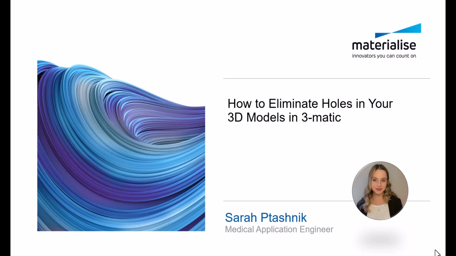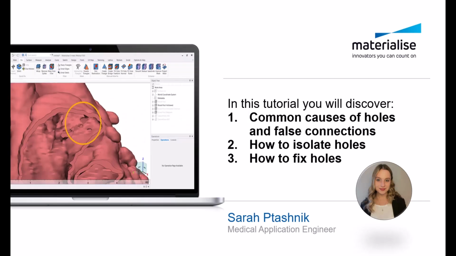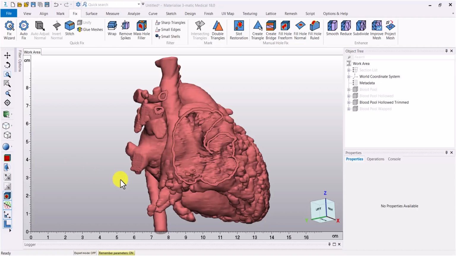In this tutorial, I'll be going over how to eliminate holes in your 3D models in 3Matic. You will discover common causes of holes and false connections, how to isolate holes, and how to fix holes. A common problem that I see in a lot of 3D models are holes in the surface and false connections that shouldn't exist, therefore are anatomically inaccurate.